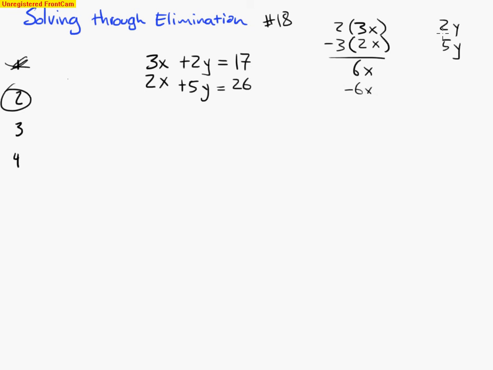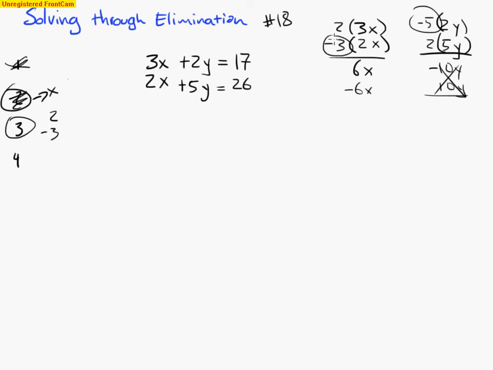That seems pretty easy. To get the y's to cross out, I'd have to multiply by a -5 and by a 2 to make everything a -10y and a 10y. That crosses off too, but I don't want to multiply by a 5. I'd rather multiply by 3. Maybe you want to multiply by 5. I don't know. So I choose x. X dies. Top is getting multiplied by 2. Bottom is getting multiplied by 3.